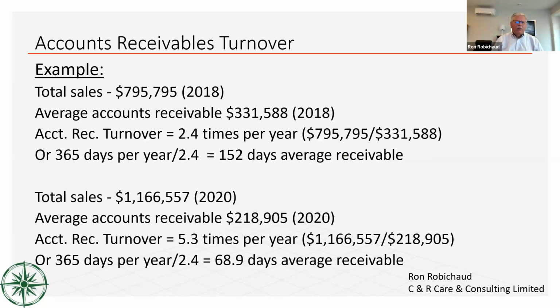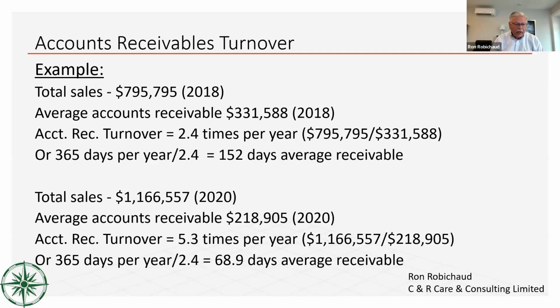To give you an example, if we take 2018, sales were 795,000, average accounts receivable was 331,000. So the accounts receivable turnover is 2.4 times. So the average client would take 152 days to pay their bill. This is why there was a high accounts payable as well, because they don't have the money coming in in order to pay their bills. So there was definitely a problem with accounts receivable in 2018.